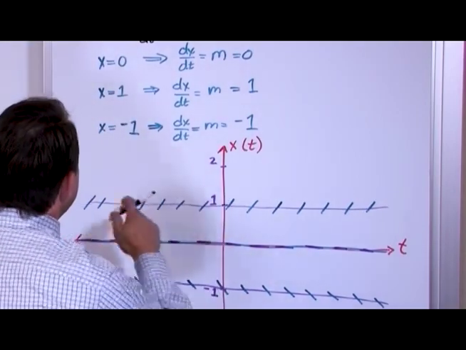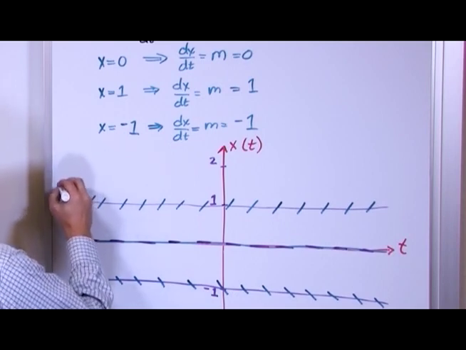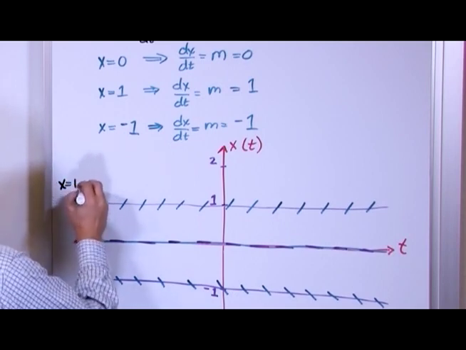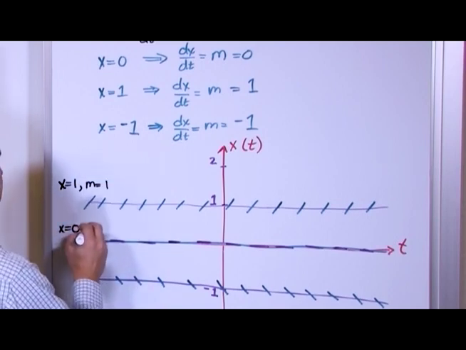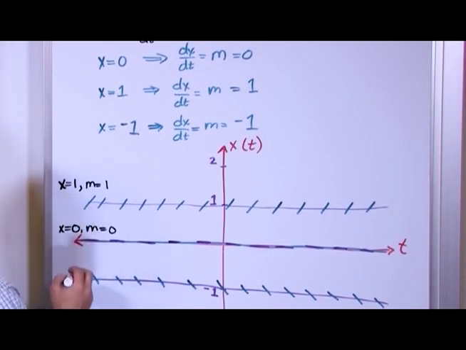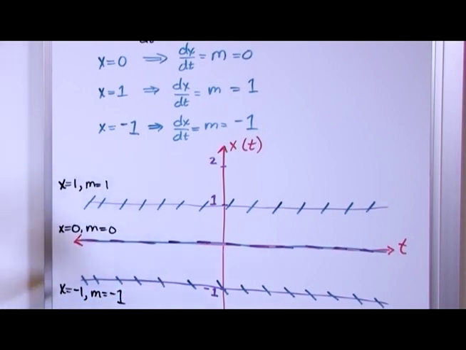Now let's do some labeling so that we can make sure we understand. Here we have x is equal to 1, the slope is equal to 1. Here we have x is equal to 0, the slope is equal to 0 of my solution. Here we have x is equal to -1, the slope is equal to -1. Do you see a pattern here? Well, this equation is so darn easy that the pattern is really obvious.